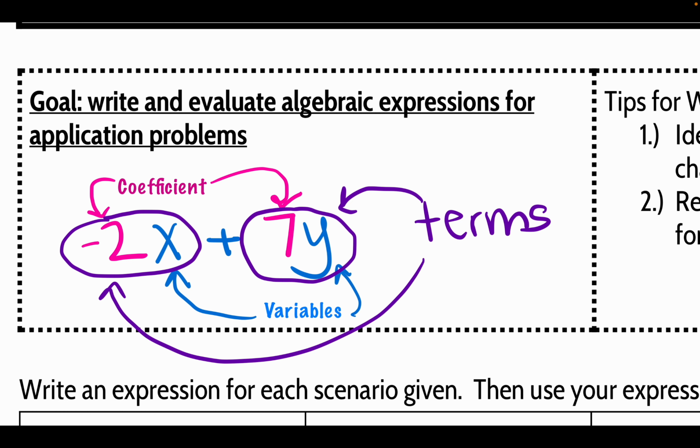Just a little reminder, the numbers in front of your terms are called coefficients, okay? And then the letters are called your variables, and together a coefficient and variable make up a term. So right here, negative 2x plus 7y, that's two terms. And we have two coefficients and two variables.